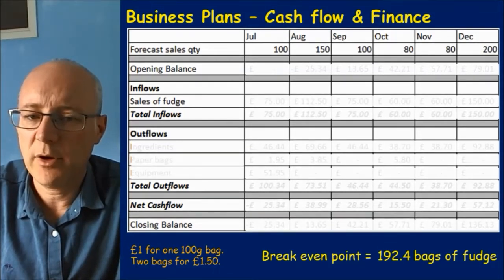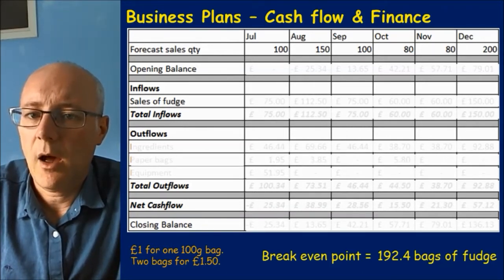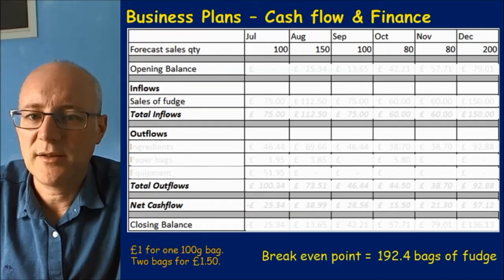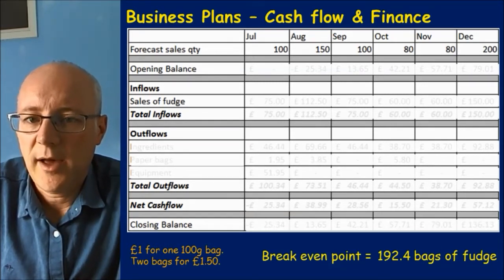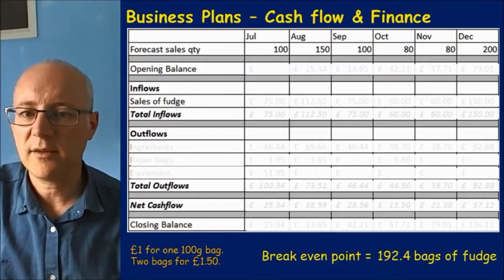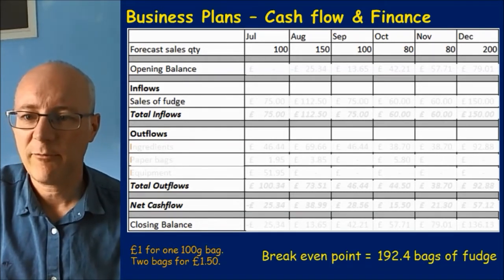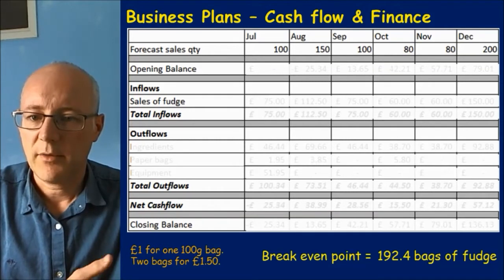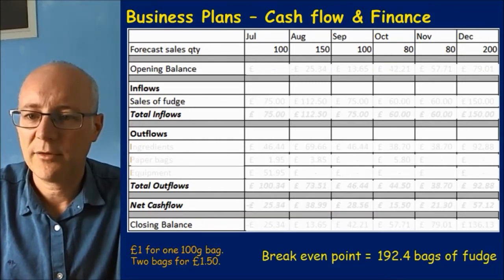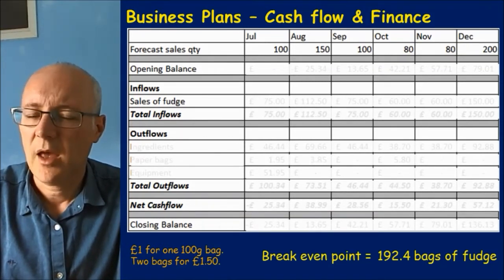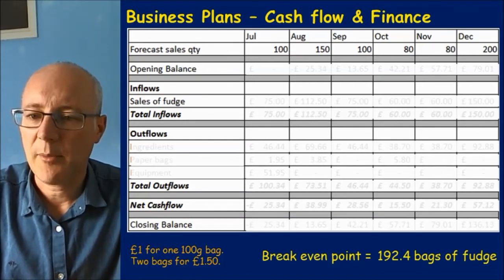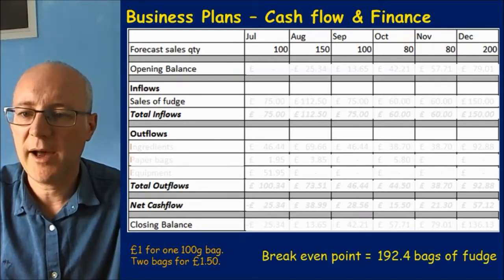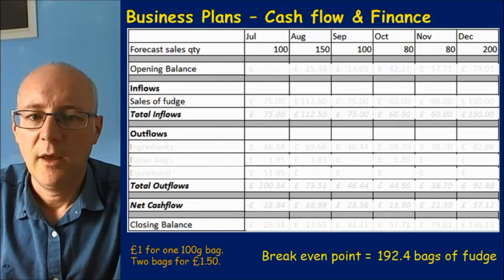Based on my break-even point, I'm saying I'm going to want to try and break even by the second month, by August. I think I can probably manage to sell 100 bags of fudge in July altogether. That's basically, if we're talking about 4 weeks in a month, that's selling 25 bags of fudge a week. That's from a table outside my house, something like that, to passers-by. Hopefully I can do that, particularly if lots of people are buying 2 bags for £1.50.